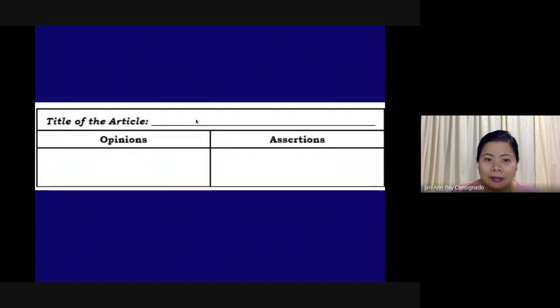Title of the article: Opinions, Assertions. Once again, this is the template. Title of the article. First column has to do with the opinions, and the second has to do with the assertions.